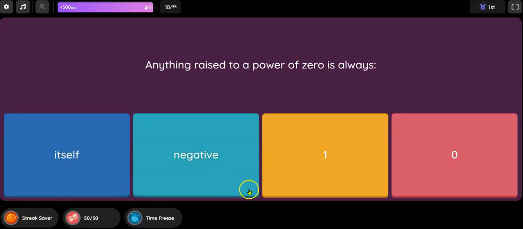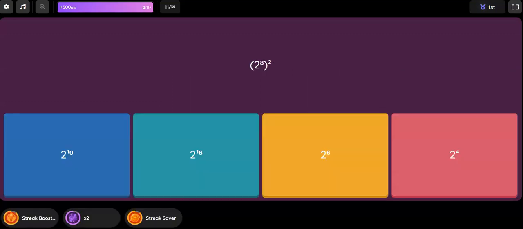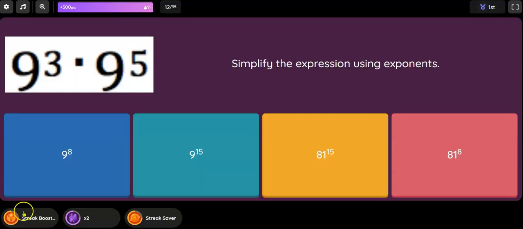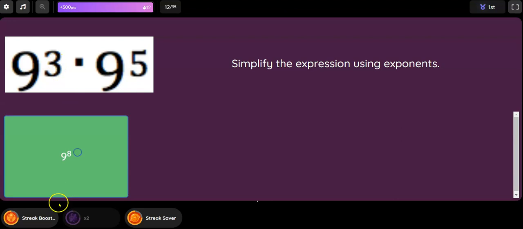Anything raised to a power of 0 is always 1. When you raise a power to a power, keep the base the same, and you distribute the exponent. 2 to the 16th power. We're multiplying like bases, so we keep the 9 the same, and we add the exponents. 9 to the 8th.